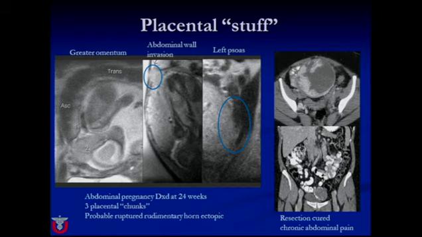And lastly, I'm going to show you this very unusual case. This is a woman who was referred to us at 24 weeks with an abdominal pregnancy. And indeed, the baby was in the peritoneum, not in the uterus, and there were 3 separate chunks of placenta, which we did an MRI to map in an effort to help the MFM docs figure out how they were going to get the baby out when the time came.